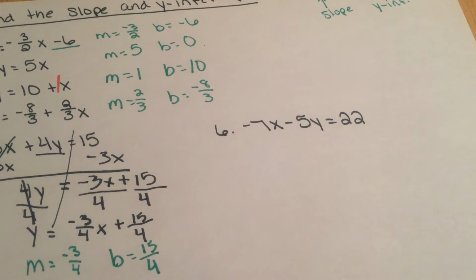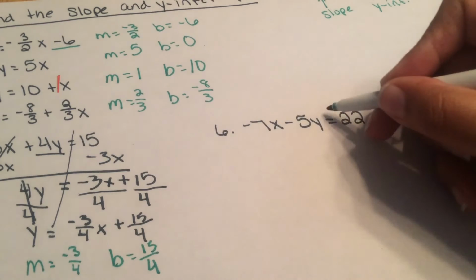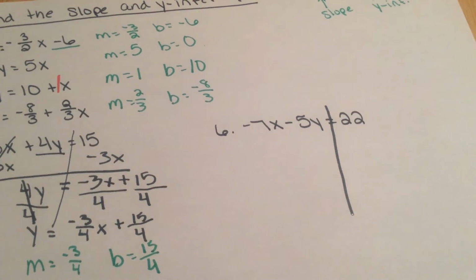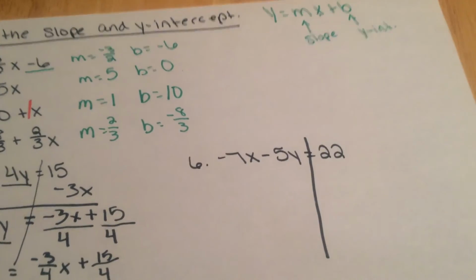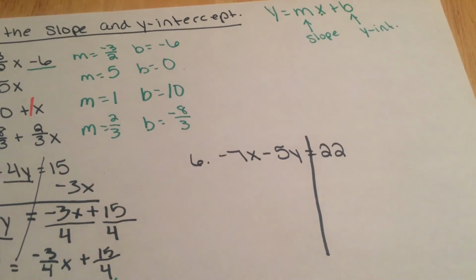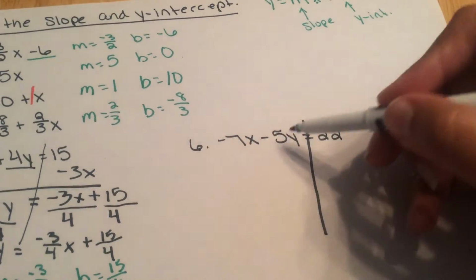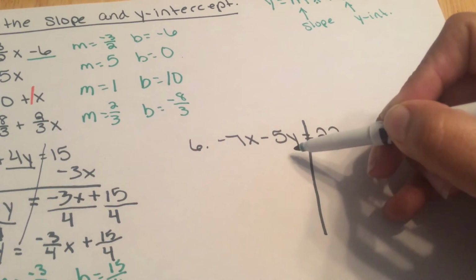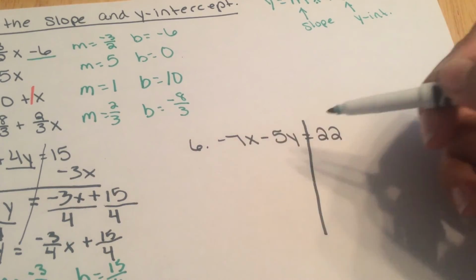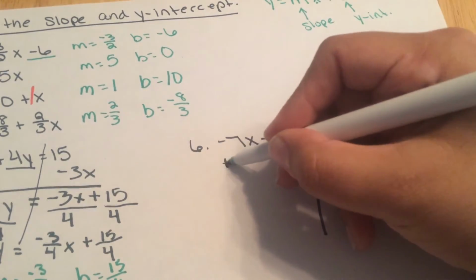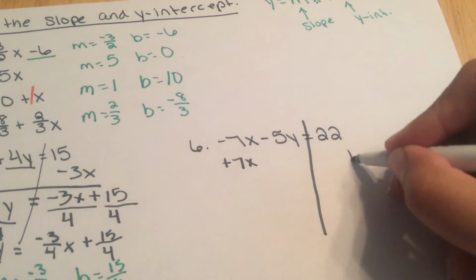All right, and our last example is number 6. Same thing here. Again, we notice that we're in standard form and not in slope-intercept form. Slope-intercept form, when we looked at this earlier, we know we have to have the y by itself. So that's the first thing I'm going to do. I need this negative 5y to be by itself. So I have to move that negative 7x. So how do I move that? I add 7x to both sides.